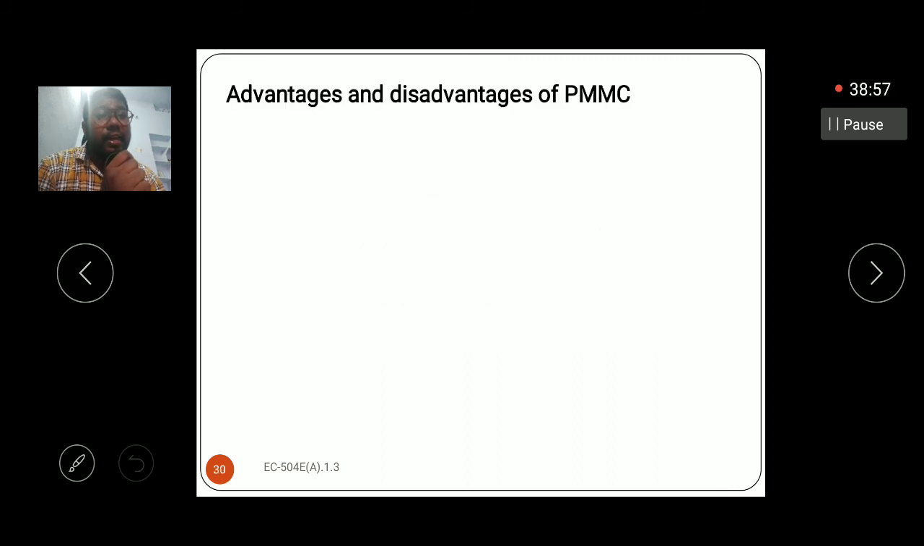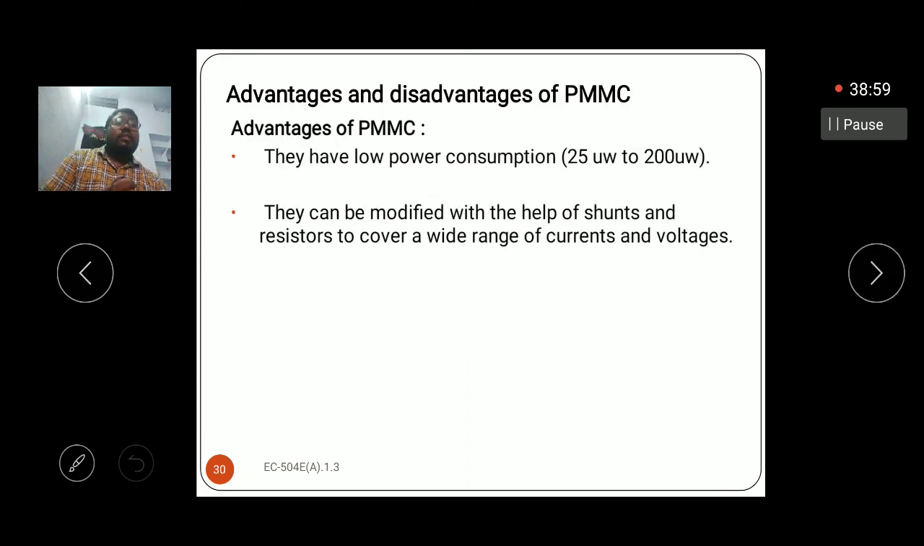The balancing weight. Up to this point I have explained the concept and the construction of the PMMC, and the principle and the working of the PMMC. And also I explained the torque equation for the PMMC. Now I am going to explain the advantages and disadvantages of the PMMC.